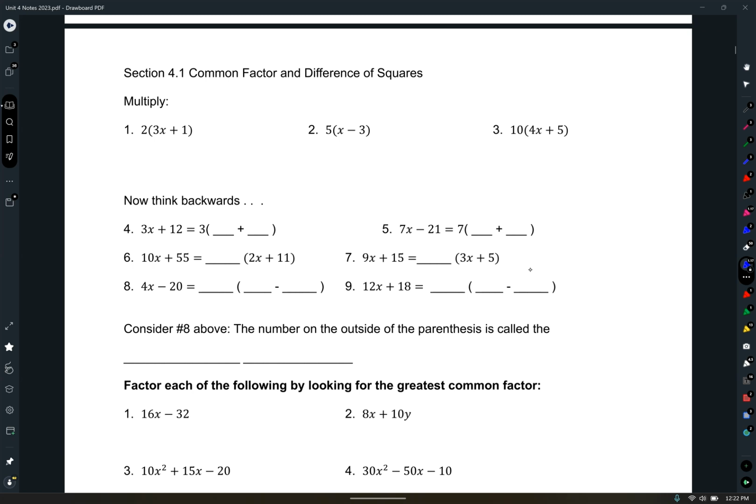So this is the section 4.1 video. It's kind of an introduction to factoring, and most of what we're going to talk about in this video you probably have seen in Algebra 1. So first of all, we're going to take a step back.